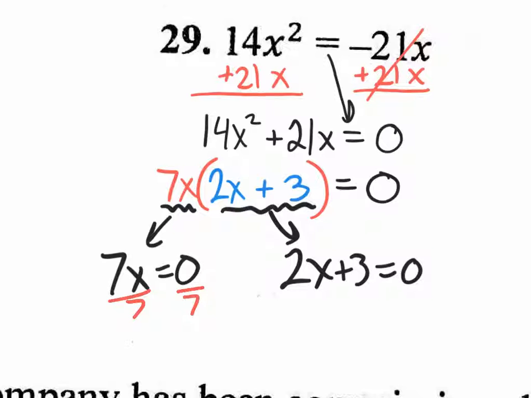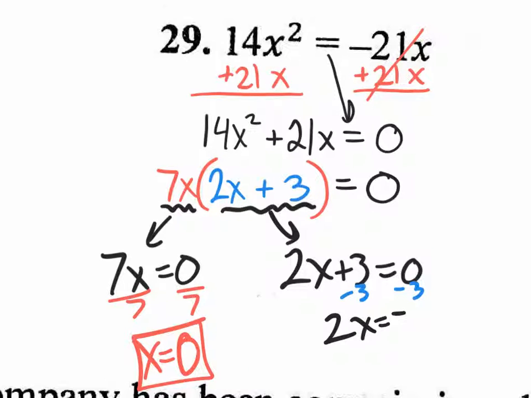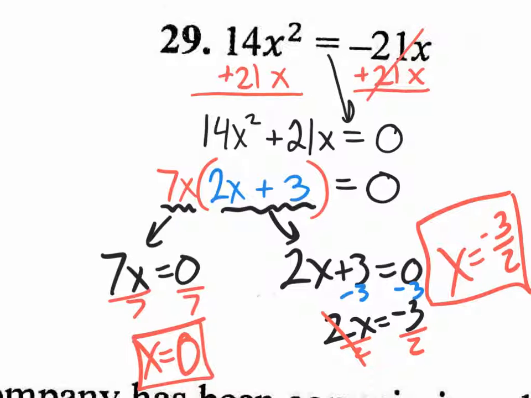Divide by 7, divide by 7, x equals 0. That's one answer. That's an ugly 0, I apologize. It's a little better. And the other one, let's subtract 3, subtract 3. We're going to end up with 2x equaling negative 3. Final step would be to divide by 2. Divide by 2 cancels, x equals negative 3 halves. Or you could say negative 2.5. Either way, both of those are your answers. 0 and negative 3 halves.